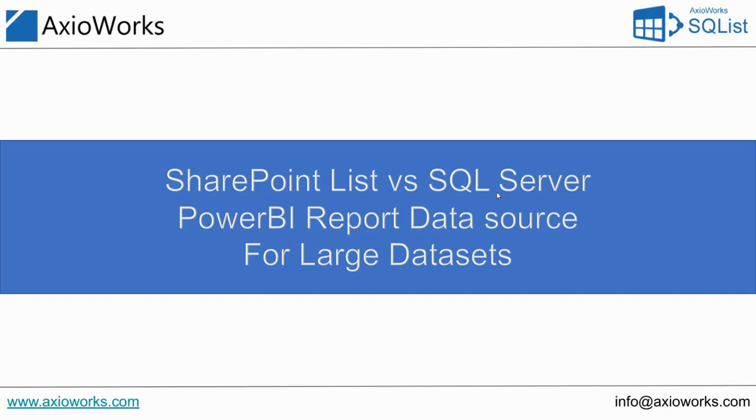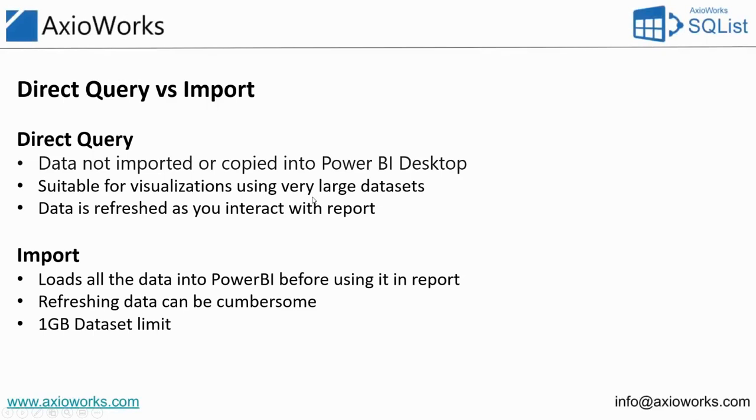So before we look into that, when we are talking about Power BI data sources, there are two different types of data sources that are available. Direct query versus import. Now, direct query is much preferred for and works very well for large data sets because A, it doesn't import or copy anything in your Power BI. So it is basically querying your data source directly to fetch the data, and it refreshes the data as well as you interact with your report. So if you are scrolling or if you are sorting or filtering on your report, then it can automatically refresh your data.